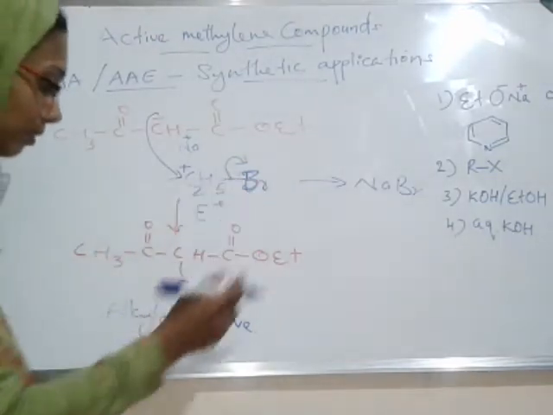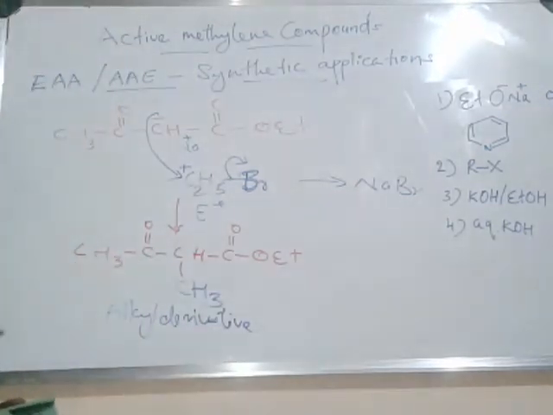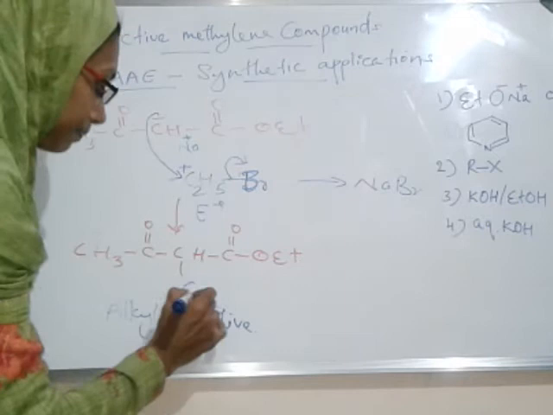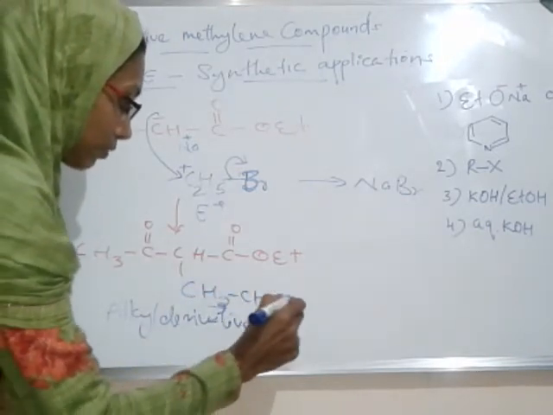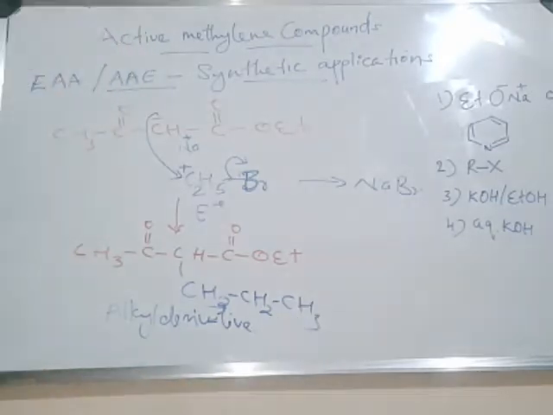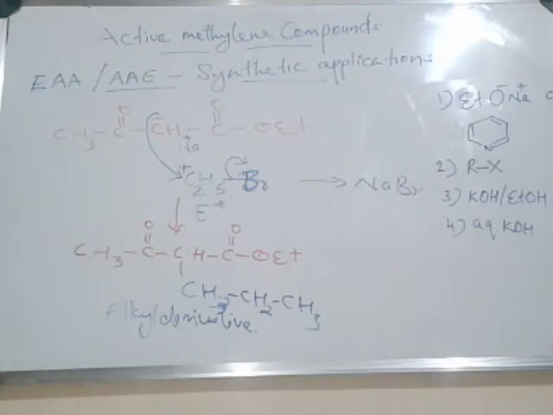If it is CH3Br, we can get the methyl derivative. Or if it is propane, we can get the CH2CH3 derivative and so on.